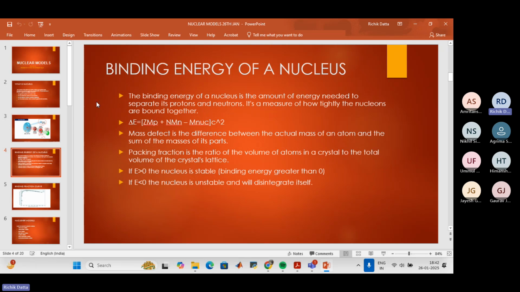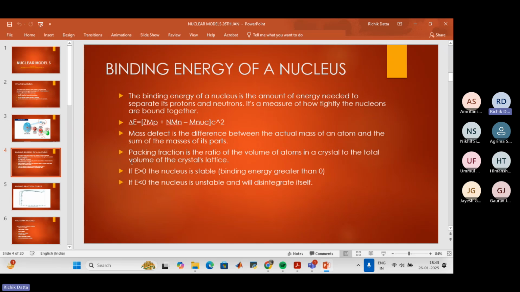So its formula is delta E, the change in the nucleus. There is some initial energy, so they are bound to each other, then you give extra energy to break the nucleus. The formula is Z into the mass of the proton plus N into the mass of the neutron, that is, number of protons times mass of the proton plus number of neutrons times mass of the neutron. This is the sum minus the total mass of the nucleus, into c square.